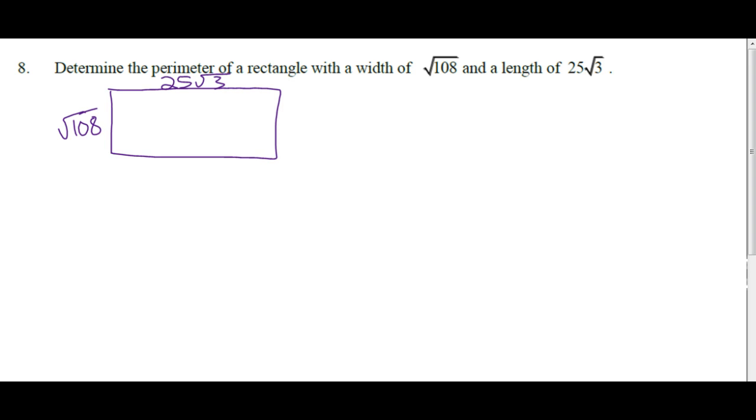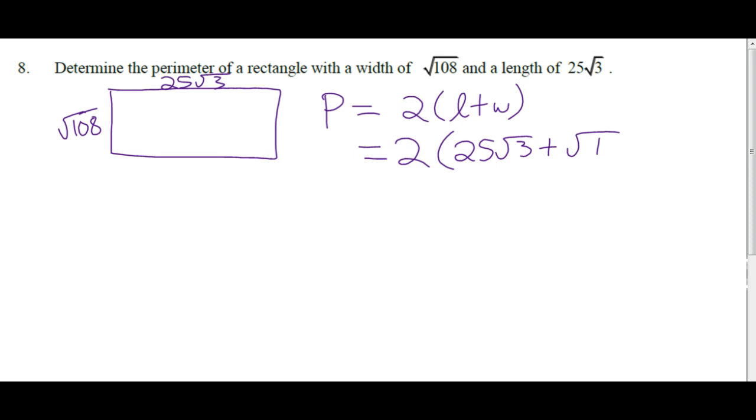So what's the perimeter of a rectangle? You could say it's 2L plus 2W. You got 2 lengths plus 2 widths. You could write L plus W plus L plus W. You could also just say it's 2 times L plus W. That's kind of the simplest. So here, if I do that, 2 times, so L is 25 root 3 plus root 108.